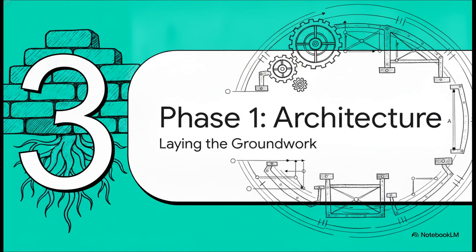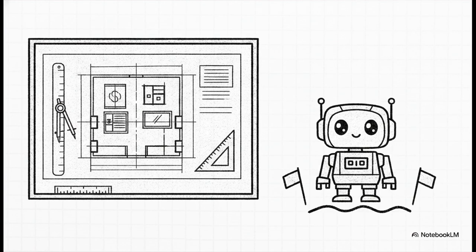Section 3, Phase 1, Architecture. Here's the very first step, and it is absolutely crucial. Design your application before the agent writes a single line of code. Preparation is literally the ultimate secret to reining in an AI's chaotic output. Think about it. If you don't know exactly what you're building, the AI definitely won't know either.